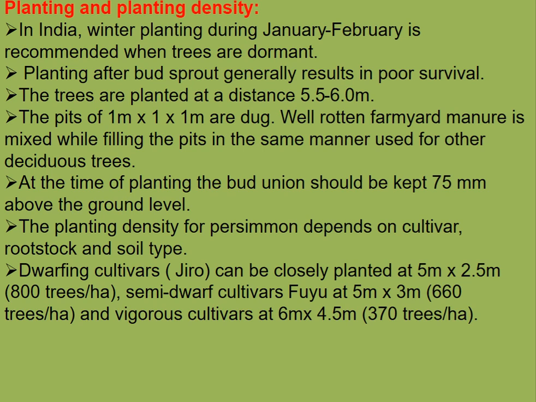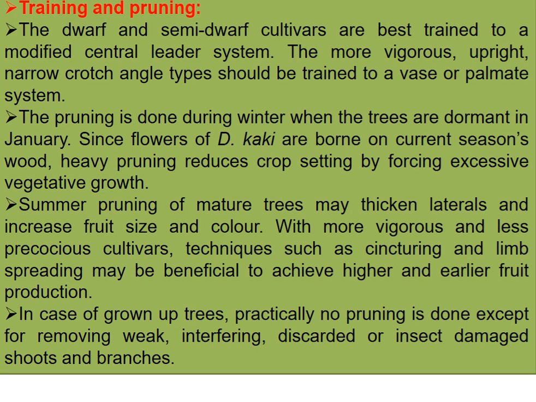Dwarfing cultivars can be closely planted at 5 by 2.5 meter, semi-dwarf cultivars at 5 by 3 meter, and the vigorous cultivar at 6 by 4.5 meter. Training and pruning. The dwarf and the semi-dwarf cultivars are best trained to the modified central leader system of training. The more vigorous, upright, narrow crotch angle types should be trained to the vase or the palmate system.